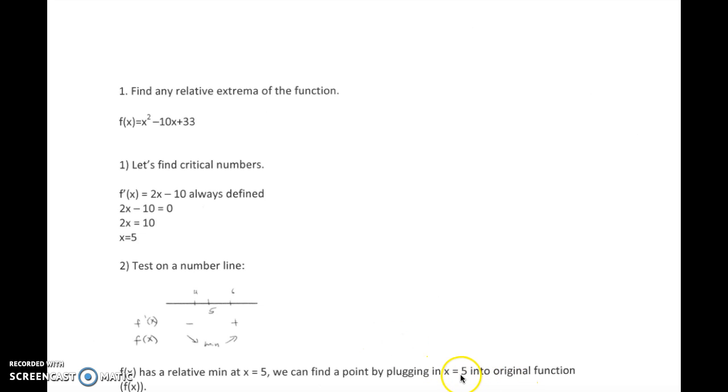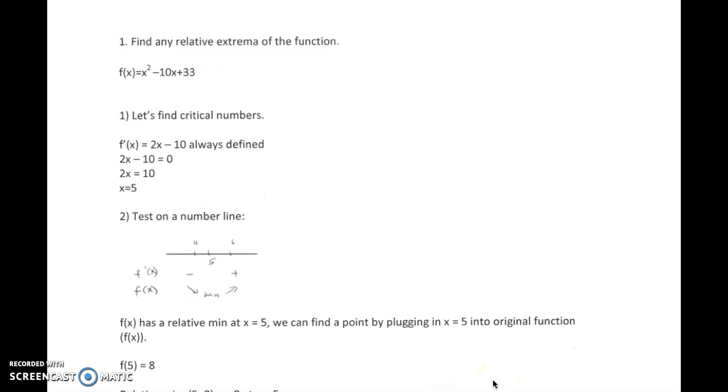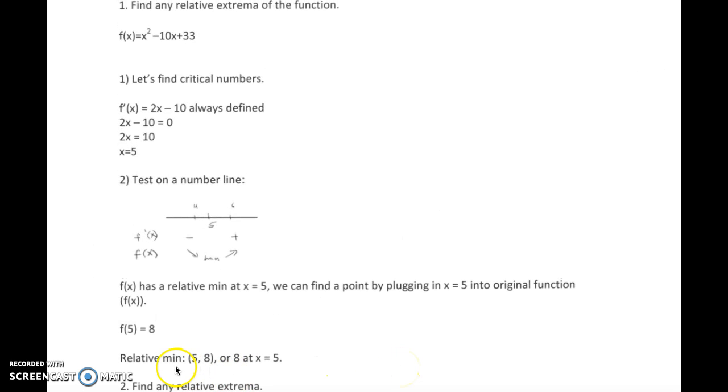And we can find the y value at 5 by plugging it into the original function. When we plug 5 back into our original function, we end up with the value of 8. And so our relative min is the ordered pair (5, 8). Or you could say it's 8 at x equals 5. Usually it's better to put it as an ordered pair.